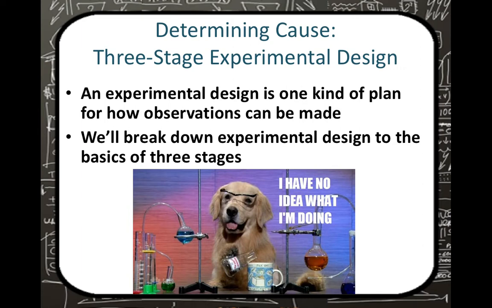With determining cause, we have this idea of the three-stage experimental design. Right? So when researchers want to be able to make strong causal claims, one thing causes another, they use a three-stage experimental design. An experimental design is a plan for how observations will be made. So we're going to break down experimental design to the basics of 3 stages.